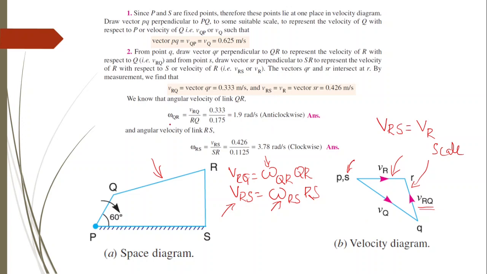Then we can find omega QR, which is equal to VRQ divided by QR. We can calculate that value as 1.9 radian per second, anti-clockwise. Then the angular velocity of RS, omega RS, is equal to VRS divided by RS, that is equal to 3.78 radian per second. That's all about the velocity diagram. We can easily draw the velocity diagram.